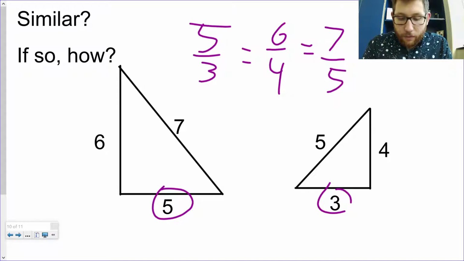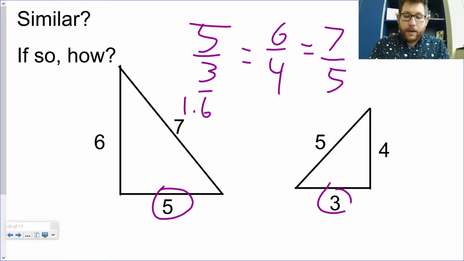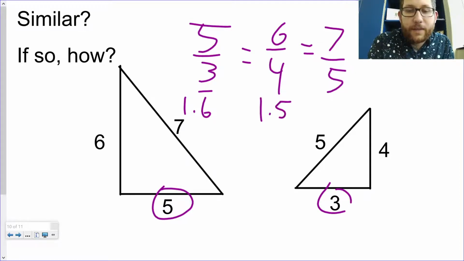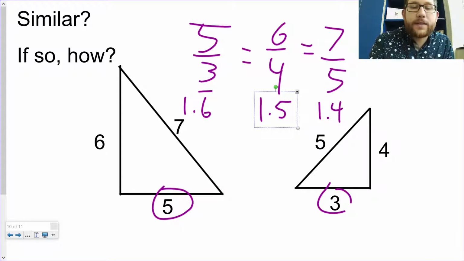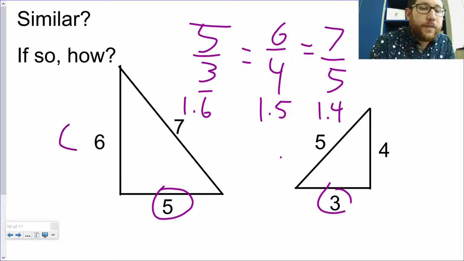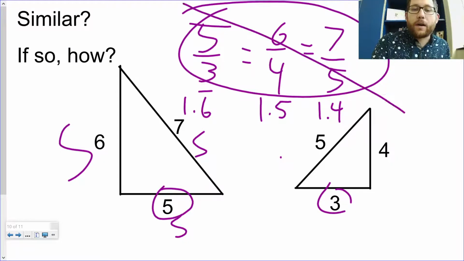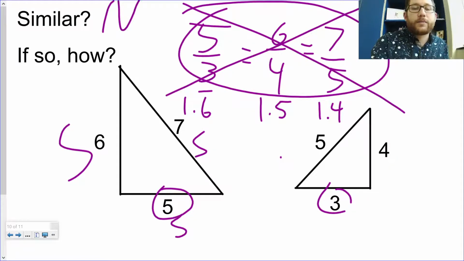So 5 over 3, that's 1.6 repeating. 6 over 4, I get 1.5. And let's just check that last one, 7 over 5, 1.4. All right, are these the same number? No, these are not similar. Even though I have side, side, side, I need these fractions to be equal, and they are not. So these are not similar. Anytime you're setting up your sides, you need to see if the fractions end up equaling each other. If they are, thumbs up. If not, it's no good.